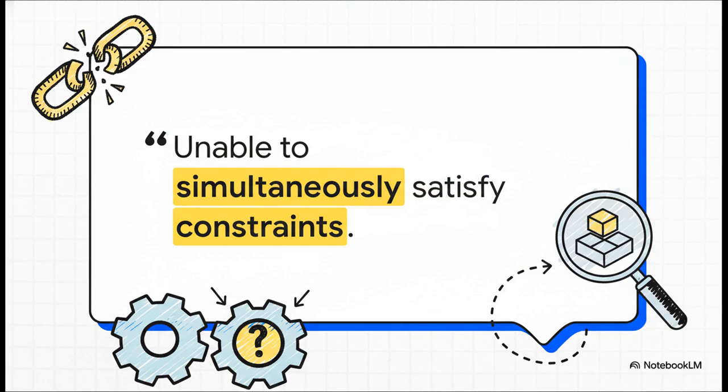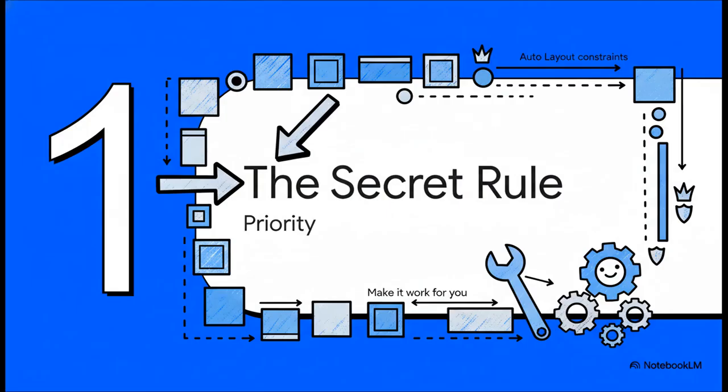conflicts. Yes, this old friend, the infamous "unable to simultaneously satisfy constraints." The moment you see this in your console, you just know you're in for a fun afternoon of debugging. But what if I told you that this error isn't a curse? It's actually a clue. It's the key that unlocks a powerful secret rule that governs your entire UI. And what is that secret rule? Well, it all comes down to a single word: priority.